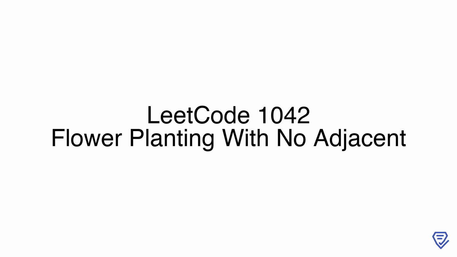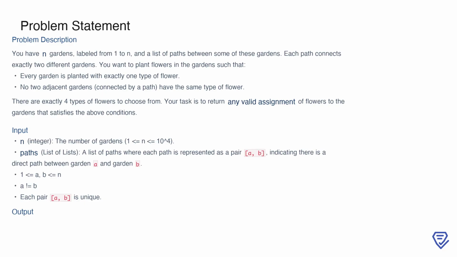Welcome! Today, we'll be exploring problem number 1042, flower planting with no adjacent. This is a fascinating challenge that combines graph theory with creative problem solving. We'll walk through the problem, break it down step by step, and explore different approaches to arrive at the optimal solution. Let's dive in.